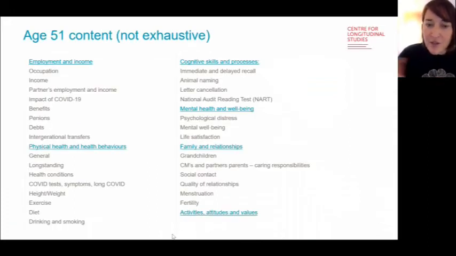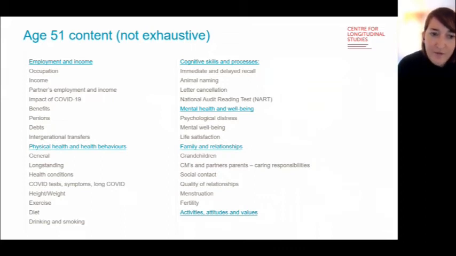The kind of range and content are things that will hopefully be familiar to you now. So following on that, longitudinal measures of some of the themes highlighted by Vanessa within the data. So measures on employment and income as they age, things like pensions might become more salient. So we've included more measures of those.